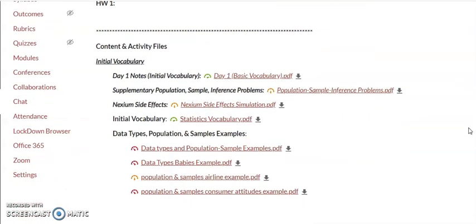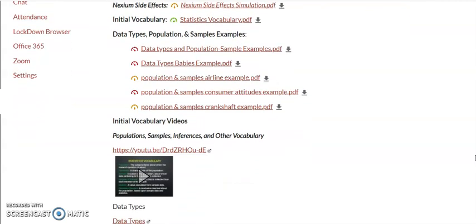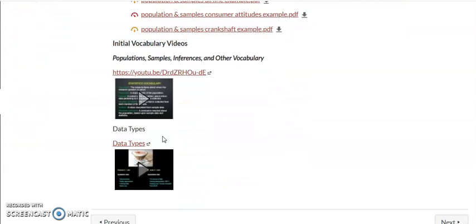In addition, each unit page is going to have the topics that we address, some notes on that topic for you to review and have posted as you're going through the class. Other resources include handouts, essentially what I would give you were you in class, worked examples of sample problems, and resource videos. So if you'd like to see another example of populations, samples, inferences, and vocabulary, you have 2 videos that you can view on each topic.